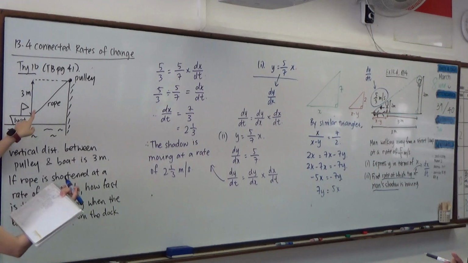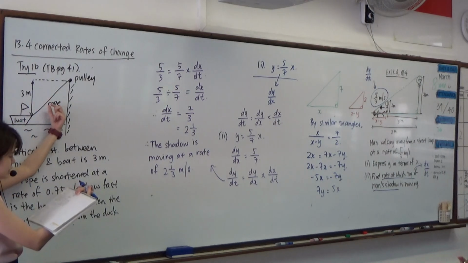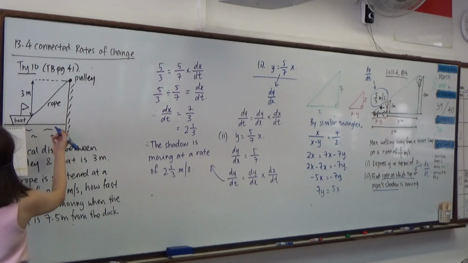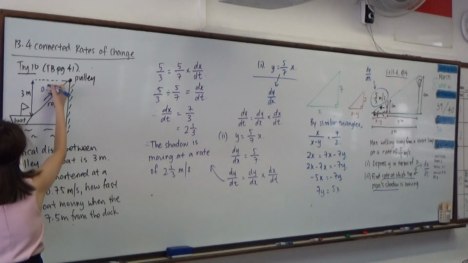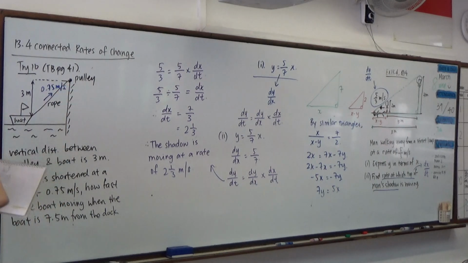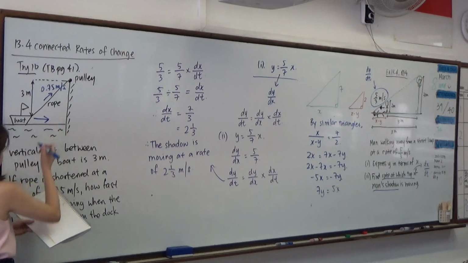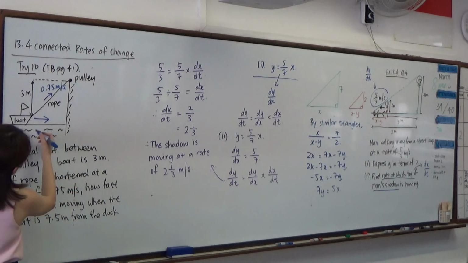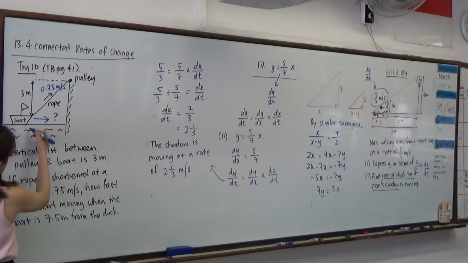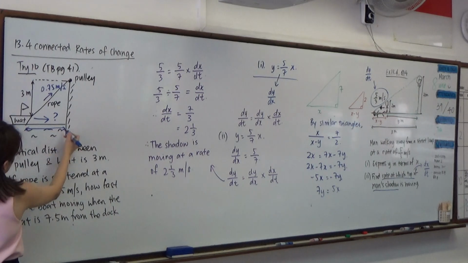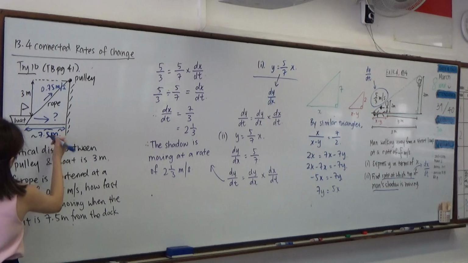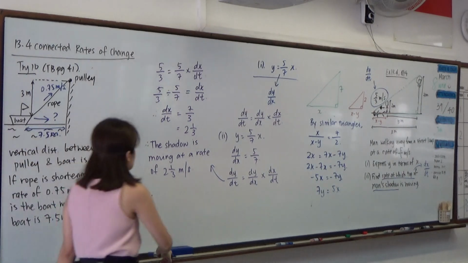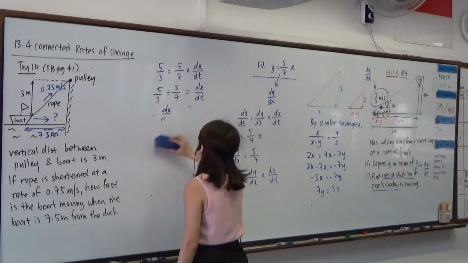The question says that the rope is being shortened, so being reduced in length, at a rate of 0.75 meter per second. So this is going backwards at a rate of 0.75 meter per second. The question wants to know how fast the boat is moving, in this direction, when the boat is 7.5 meters from the dock. So we want to find this speed when we're looking at a distance of 7.5 meters away. Let's start off with defining some variables.